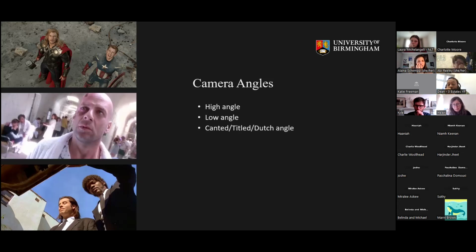The top one is from one of the Avengers movies, right? I always ask my students which Avengers movie that is, and there's always someone who knows. There you've got Thor and Captain America, and it's a high angle shot, right? So you can see that something is looking down at them, making them look small in the frame, and it must be quite dangerous.